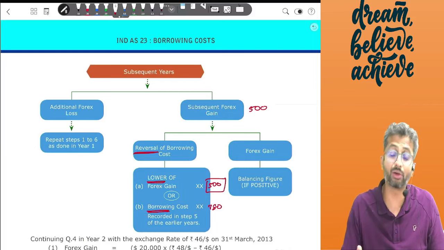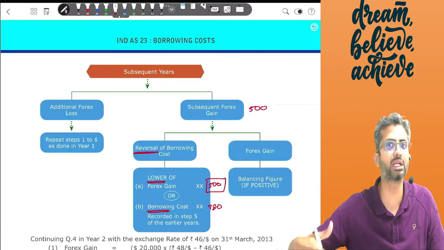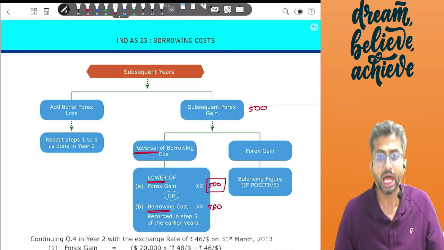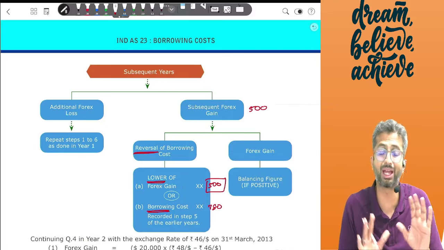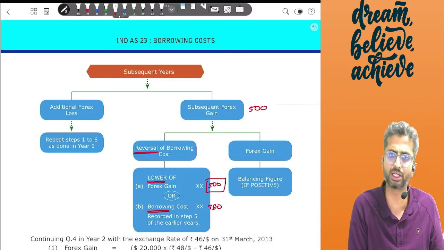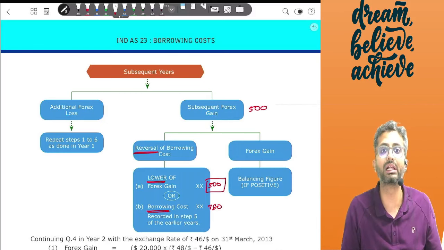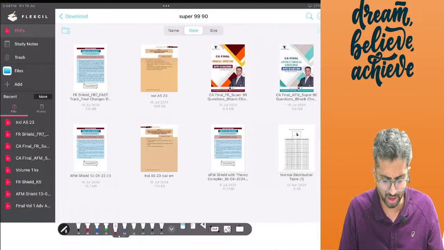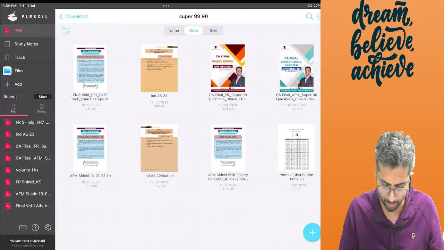If on the other hand the forex gain was 1500, then I can't take the 1500 as reversal of borrowing cost, because notionally I had earlier considered only 780 as borrowing cost, and hence a maximum of 780 will be reversed, and the excess if any will be taken as forex gain. Now that is a lot of theory, so we will try to apply this with the help of a question.